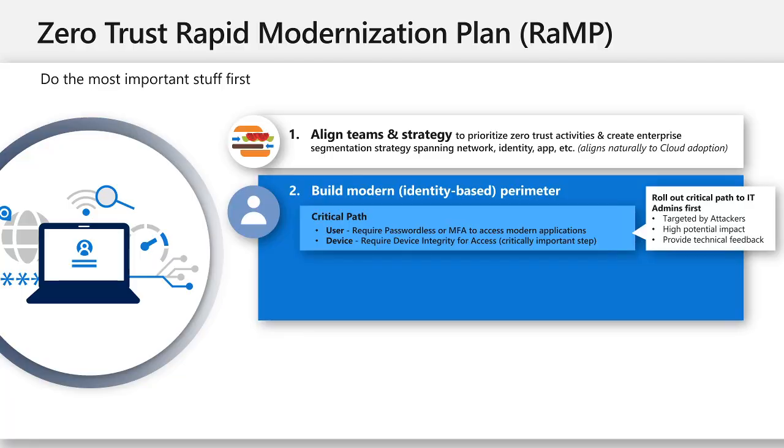And one quick tip here that we've learned is that rolling this out to admins first tends to be good because they're technical users. They're very targeted by attackers, so very likely to be attacked. It's a bad day if you lose control of a user account, but it's a really bad day if you lose control of an IT admin because they have privileges to a lot of different assets. So for those user and device things, we do recommend rolling those out first.